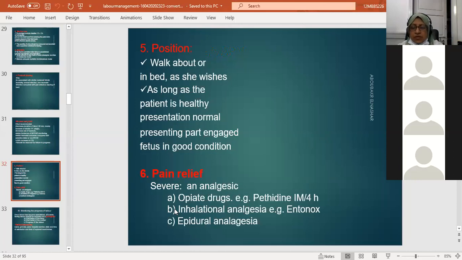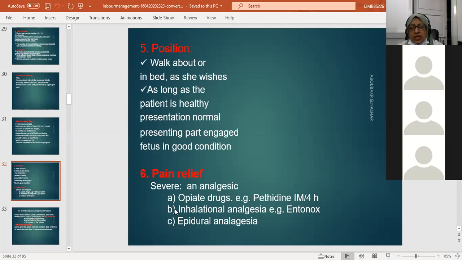About pain relief, how should the patient's pain be relieved? There are multiple options, and it depends on the choice of the patient. Some patients have a low threshold and some have a good threshold for pain, so it is individualized according to the patient. You can give injectables like pethidine intramuscularly, orally, or you can give inhalation analgesia, Entonox, or you can give epidural analgesia and top it up.